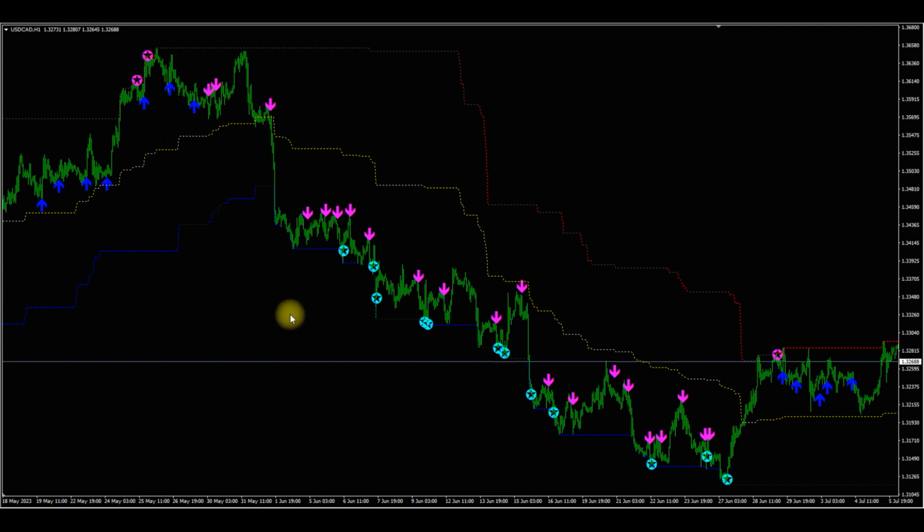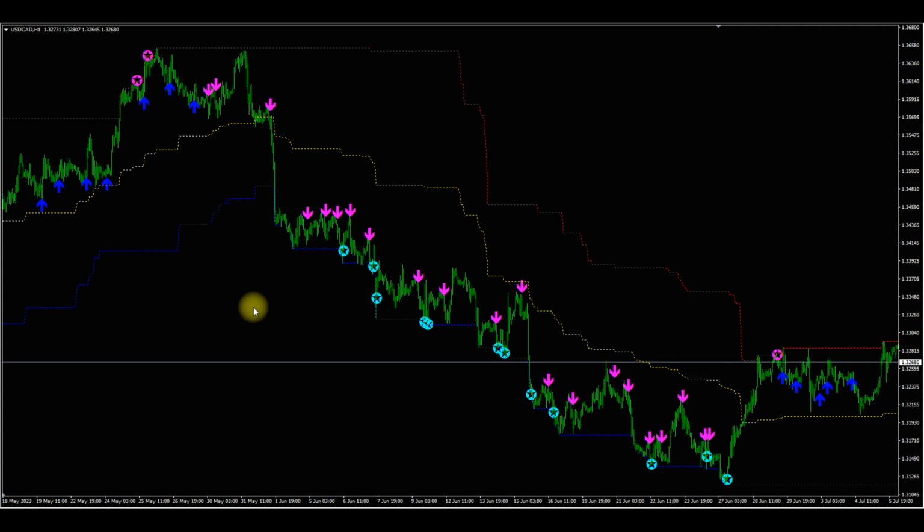So when you have a pink star signal, it means that you may close your trade and wait for a new signal, then enter the market, and with a new pink star signal, you will close your buy trade in this case. When you have the opposite color, a blue star signal, it means you can close your sell trade.